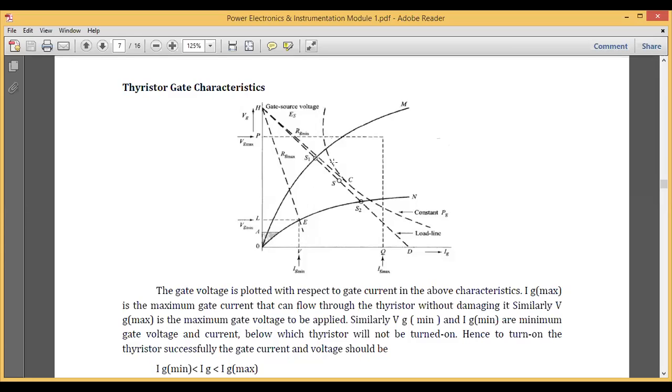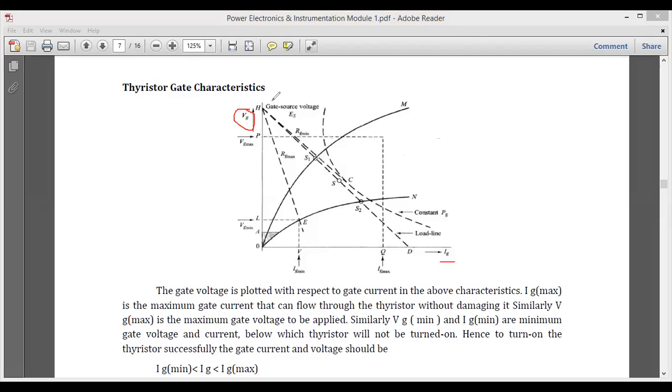If you look at this graph, which is plotted along the current Ig, the gate current, it is the gate current versus the gate voltage. Here we have the gate source voltage.